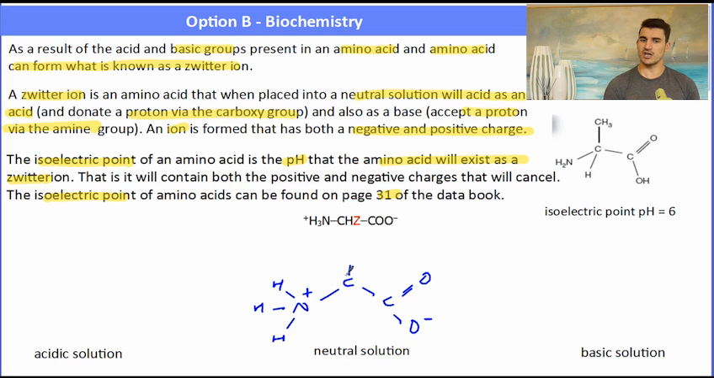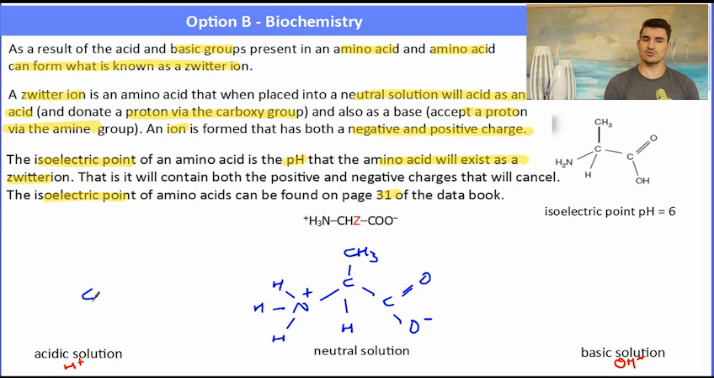The positive is on the nitrogen, the negative is on the oxygen. The Z group remains unchanged. That is known as the Zwitter ion. If we put this substance in an acidic solution, which has a large amount of H+.